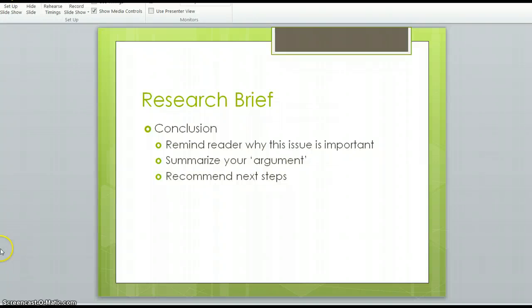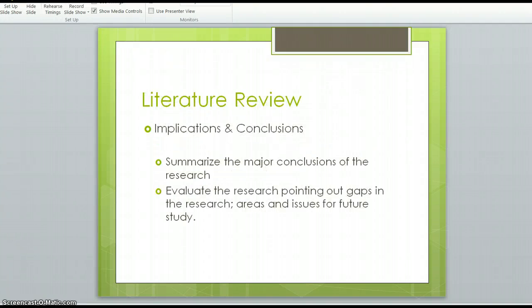For a literature review, typically what you're doing, remember, is getting ready to frame another study. So in your implications and conclusions, what you're going to do is point out the gaps in the research and areas and issues for future study. In other words, this is what we know. We still have to learn about A, B, C, and my study is going to fill in the gap wherever, fill in the blank, wherever it does.